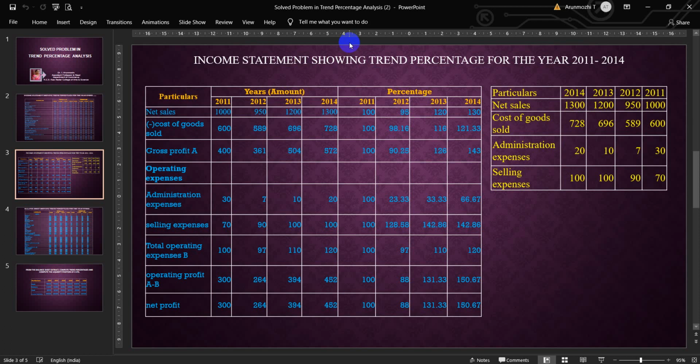Hope you understood till gross profit. If there's any problem, any doubt in it, you can very well send a message. We can clarify it, students. Now we move on to administration expenses.